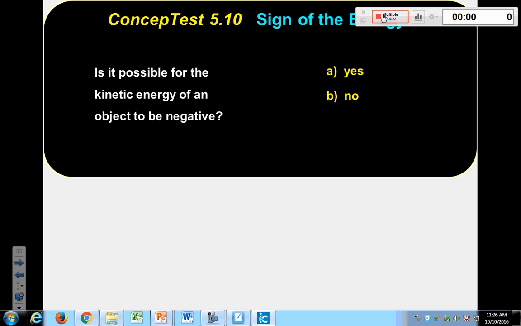Is it possible for the kinetic energy of an object to be negative? I haven't said this outright, but I think that you can reason it out. All right, I'll stop at 30.